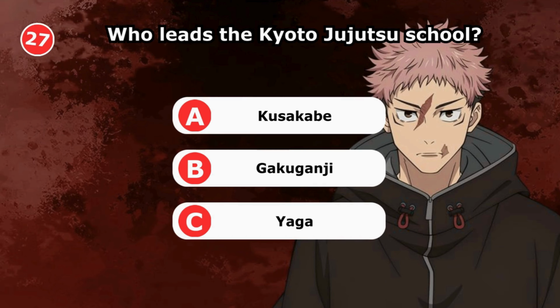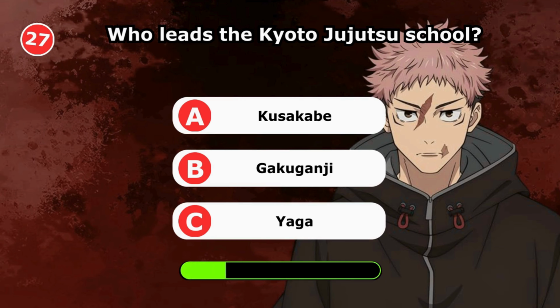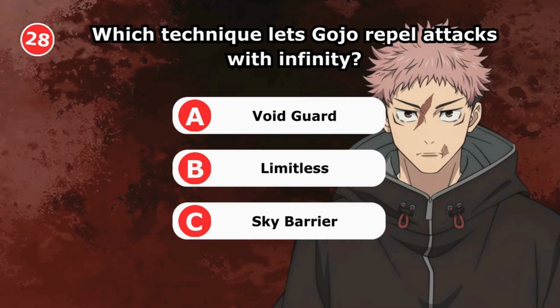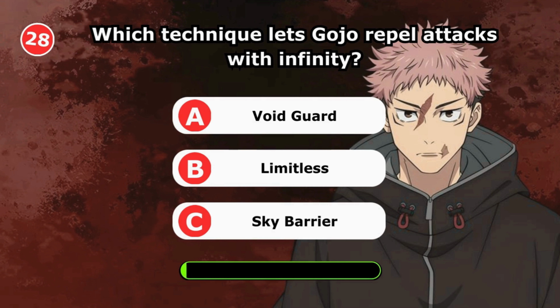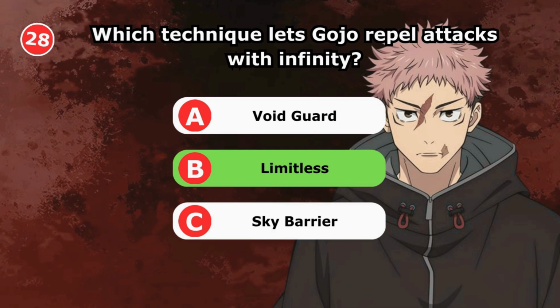Who leads the Kyoto Jujutsu School? Gakuganji, the traditional and strict principal of the Kyoto campus. Which technique lets Gojo repel attacks with infinity? Limitless, the inherited technique controlling space itself.